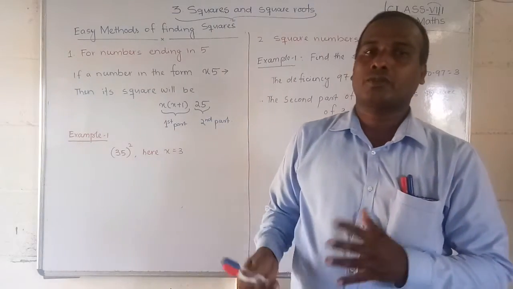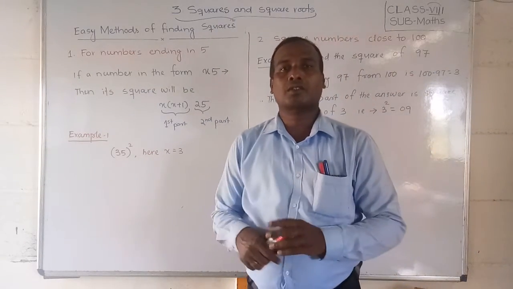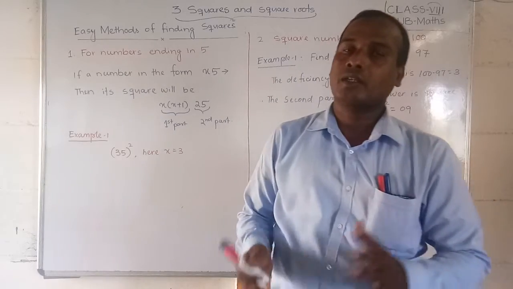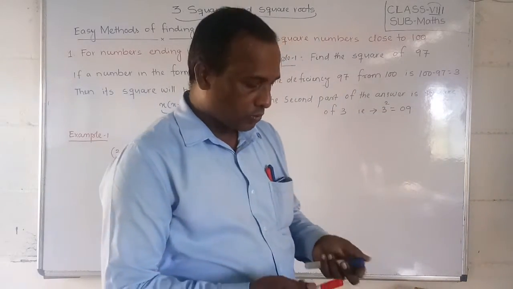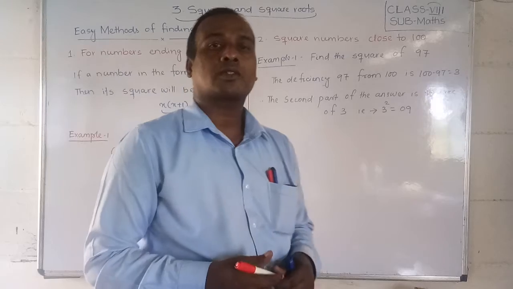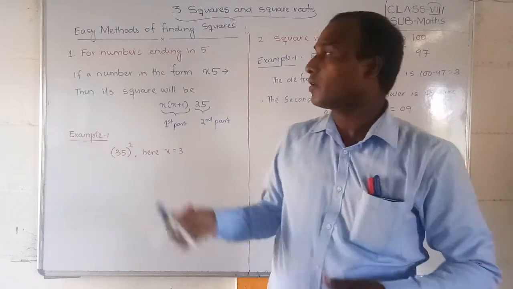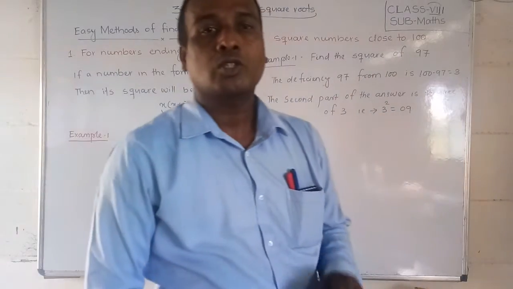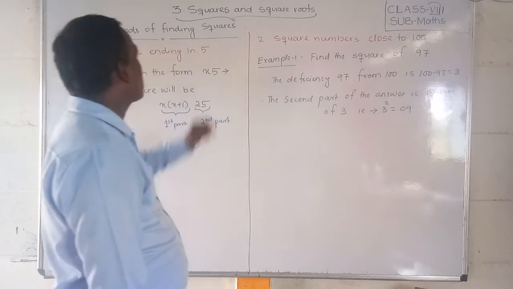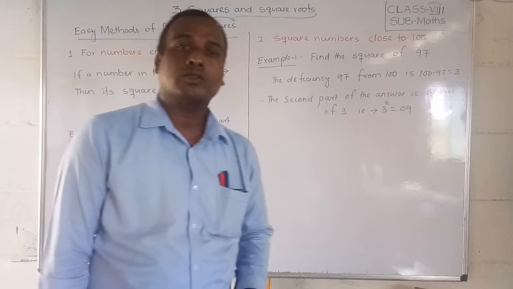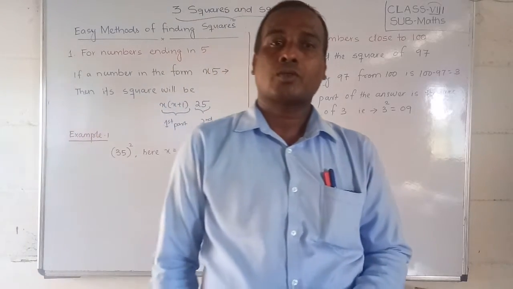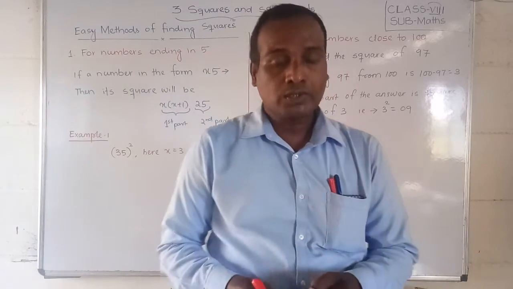Students, today we are going to continue our third chapter, that is squares and square roots. In previous classes we have already discussed different easy methods like the observation method. Today we are going to discuss easy methods for finding squares. How should we find square numbers by easy methods? So let us start.